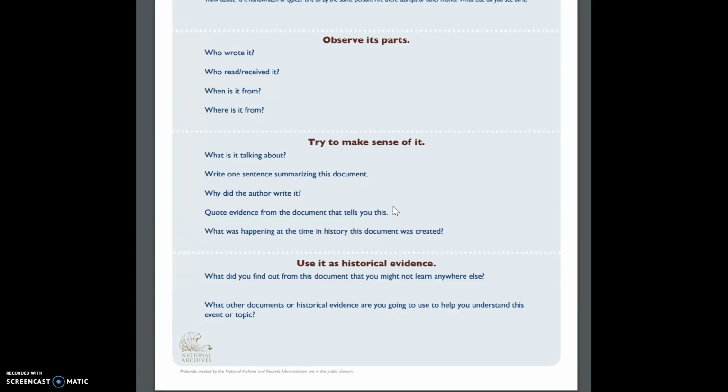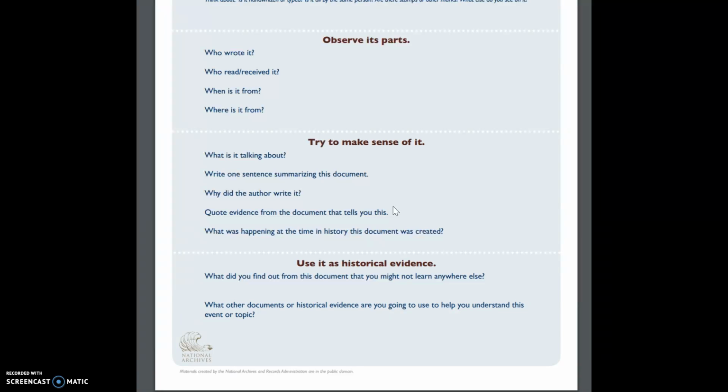And you want to consider, what was the author's goal or purpose in writing this document? And you may need to look over the document one more time, or maybe you might already know, but you want to quote a piece of evidence directly from this document that will support your idea for why you think the author wrote this source.